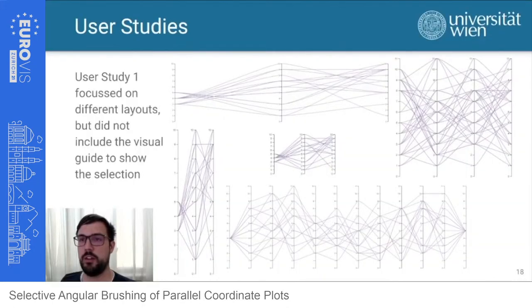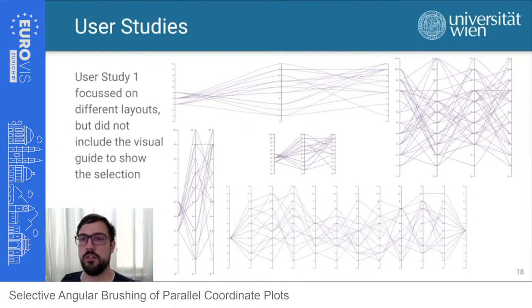To evaluate our method, we ran two short user studies. The first user study focused on the applicability of selective angular brushing for different sized graphs. While we found out that neither height nor width makes a difference for usability, another crucial point was noted by our users. This first user study did not show the gray triangle highlighting the selected region, and only used the coloring of polylines to show the selection.